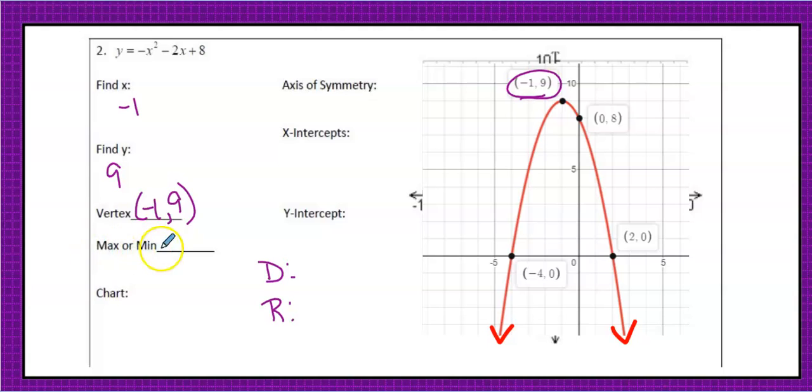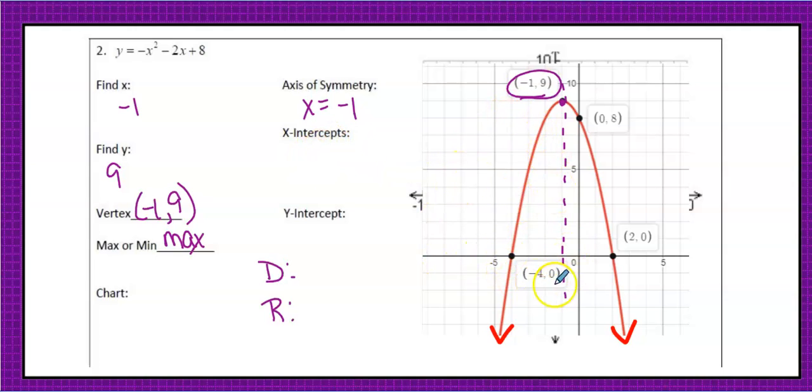Do I have a maximum or a minimum? Well, this point right here is at the top of this graph, so that means that's a maximum. And it opens down, and we can see that because there was a negative x. The axis of symmetry is always, always, always the x value in the vertex. X equals -1. And if I were to draw this dotted line, it would cross the x-axis at -1.